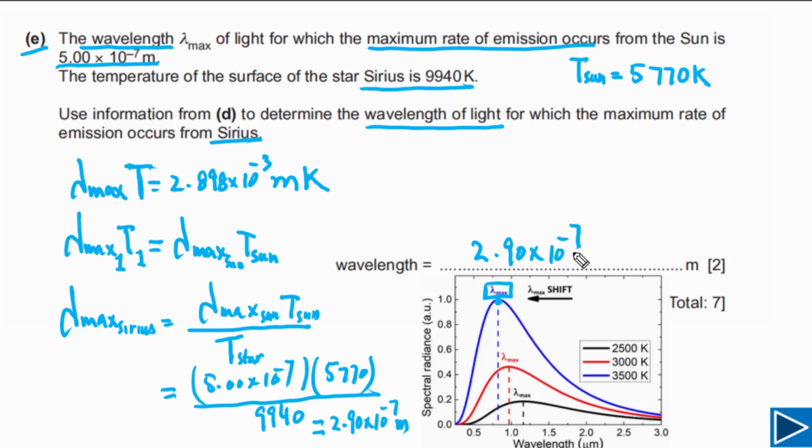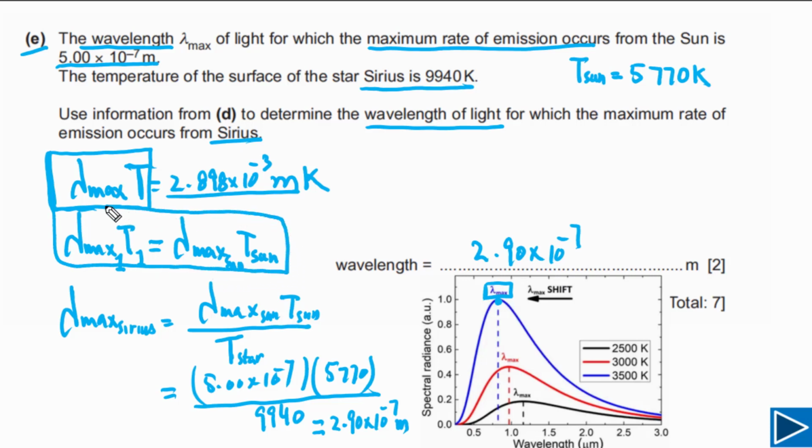Simply you need to understand how to use Wien's displacement law. The product of lambda max and temperature is always equal to this one. That's the reason we have said lambda max times temperature for the star is equal to lambda max times temperature of the sun, the surface temperature of the sun. These two are equal, and then we can find out lambda max for Sirius.